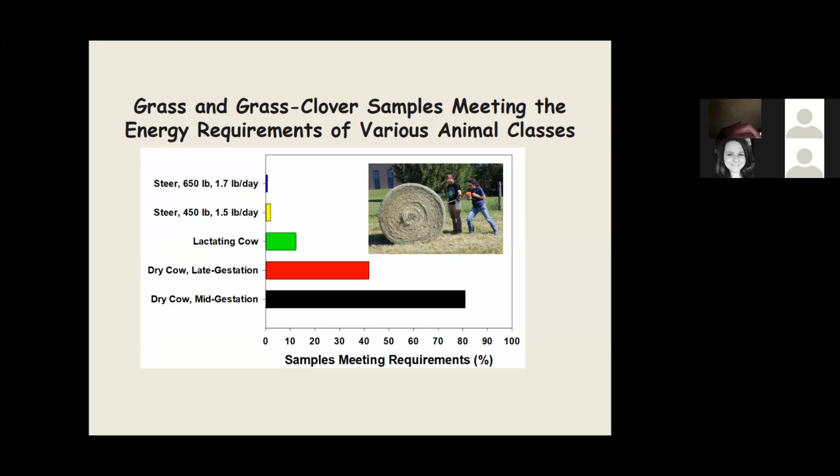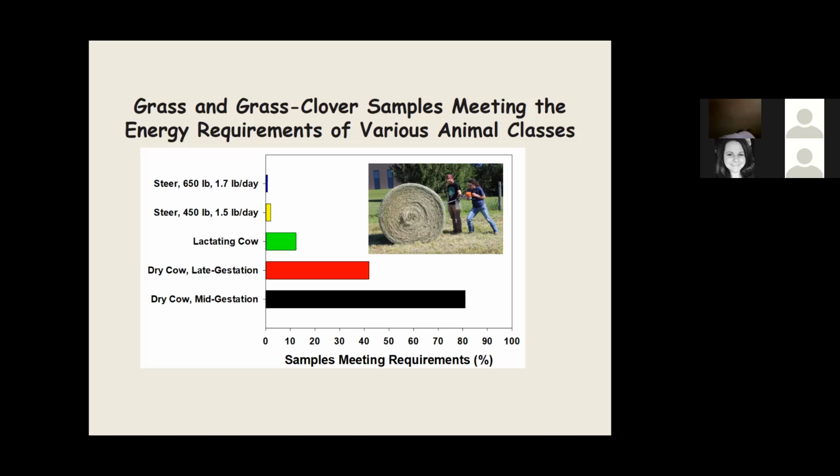When we look at a lactating cow, so the cows have calved, they've got a calf nursing, less than probably 15% of the grass and grass clover hay samples met the nutrition of that lactating cow. So we better be providing supplement to that cow so she can nurse that calf to her maximum ability and not shortchange herself, or she's going to lose a tremendous amount of weight, and that calf's not going to perform as well either.